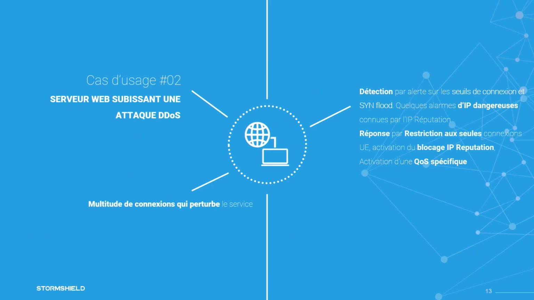We also have a use case of a web server under a DDoS attack. This is really network related, but it's interesting to write it down, because we see some malicious IPs launching requests at the server. We see a burst in SYN flood, for example, and we can respond by restricting the geographic IPs, stopping the malicious IPs, and activating a specific QoS on the server to protect it.